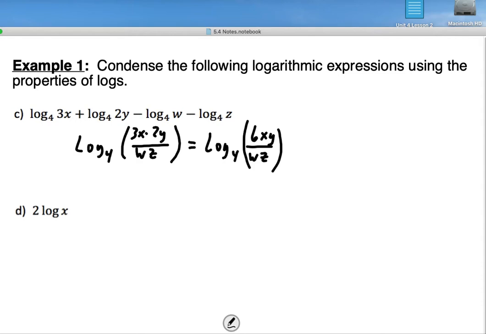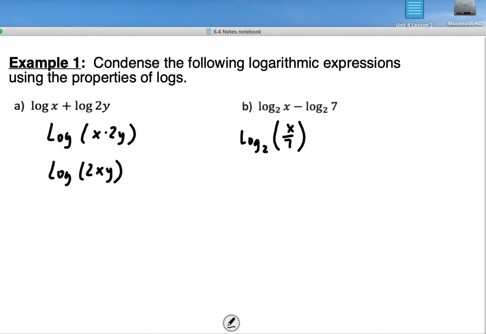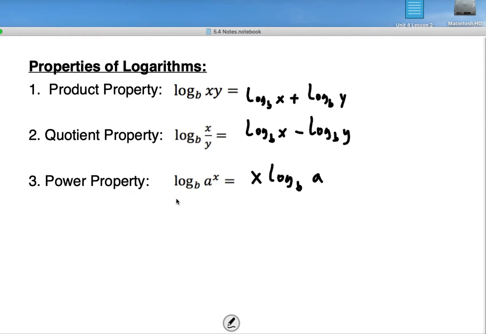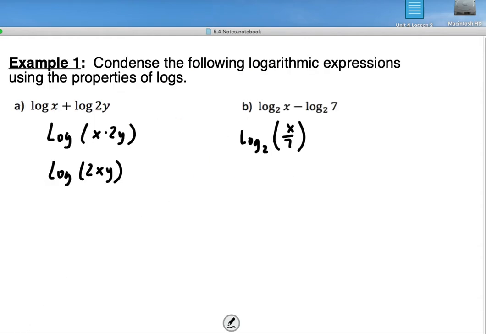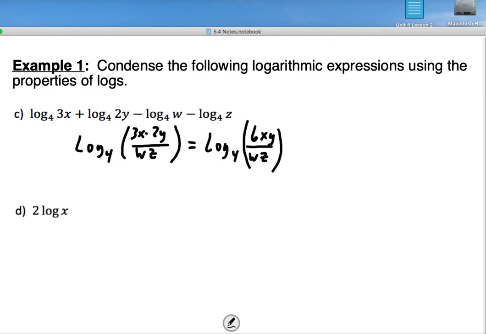All right, and then letter D, that's just the power rule. Going back over here, the power property, if you've got x times log base b of a, you can put the power back in and make it log base b of a to the x. And that's what we're going to do in ours. We're going to take that power of 2 and put it back in here. So we end up getting log of x to the second.